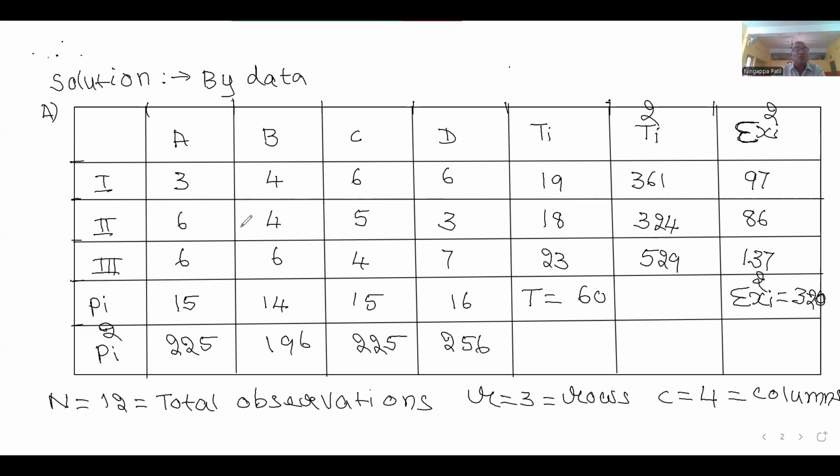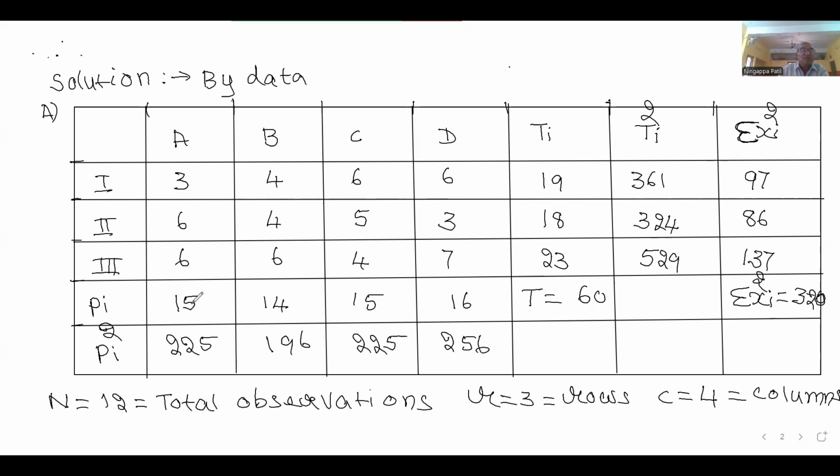Okay. And this value, 6 square plus 4 square plus 5 square plus 3 square, this is 86. This is summation of xi square. And similarly, look here, Ti value is given, 23. 23 square is 529. And next, 6 square plus 6 square plus 4 square plus 7 square, this is 137. And now you can add these xi values, 97 plus 86 plus 137. Summation of xi square is 320.